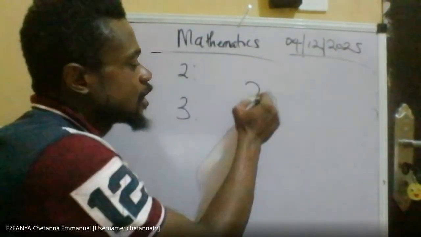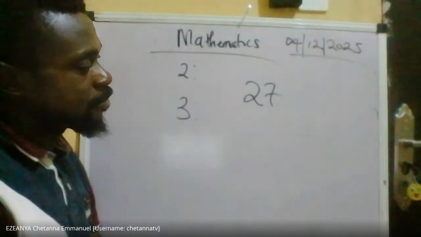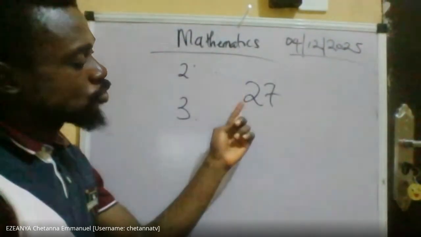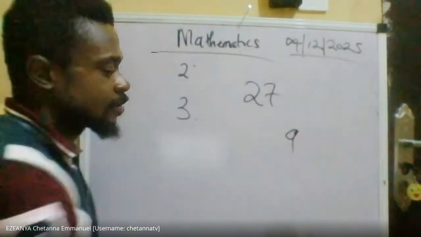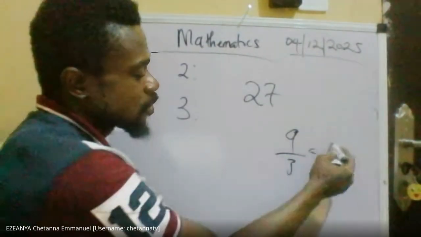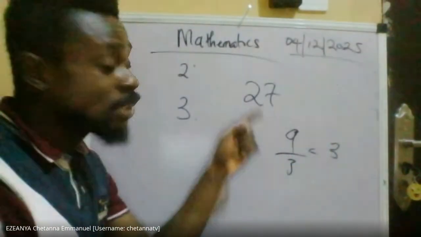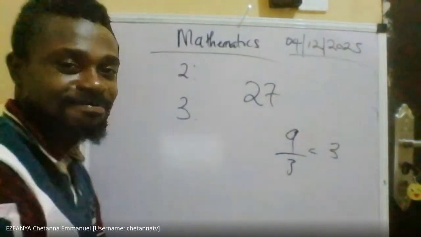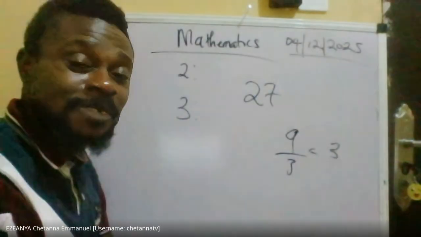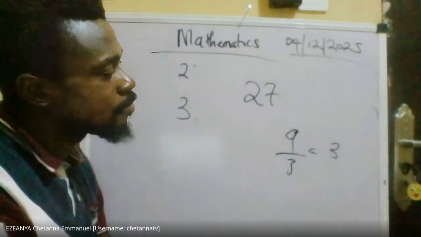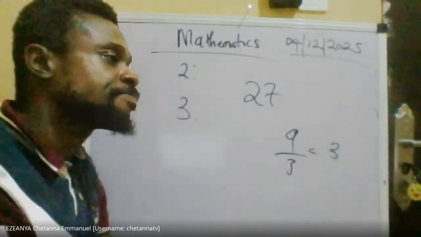Something like 27. 2 plus 7 is what? 9. 9 divided by 3 is what? 3. So 9 is divisible by 3. So 27 is divisible by 3. 27 is what? Divisible by 3. Let's check another number.